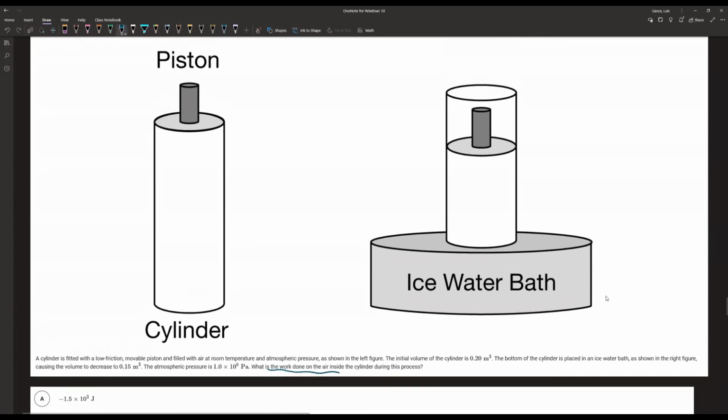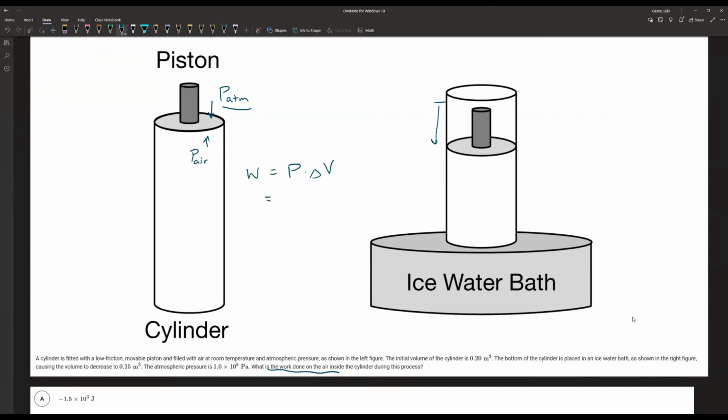So if we look at this, we have some atmospheric pressure acting on the surface of this, and we have the pressure from the air acting against the surface from the other side. And so because this is going to compress, the thing doing the pushing here is going to be the atmosphere. And so in this case, we can get the work done on the air inside the cylinder by saying the work is equal to P times delta V.